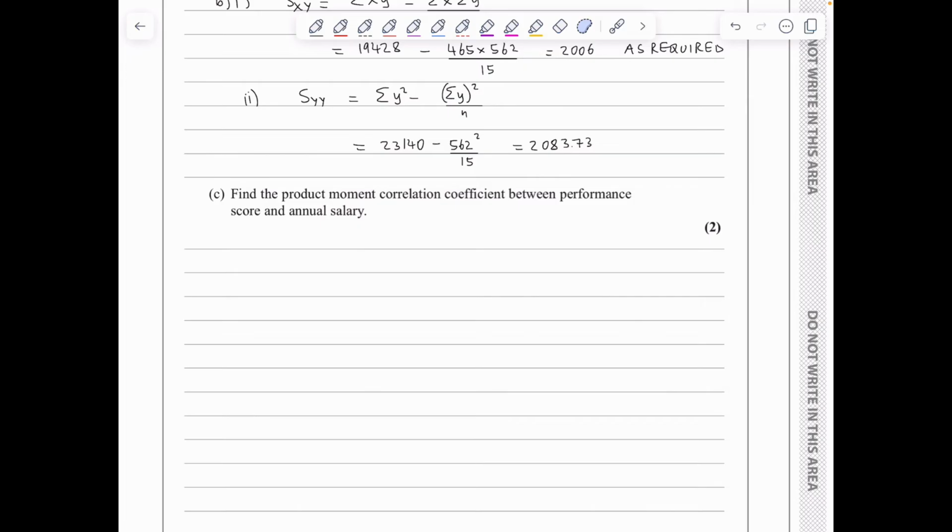In part C, we need to find the product moment correlation coefficient between performance score and annual salary. Well, we know that the PMCC R is given by SXY over the square root of SXX SYY. We have found SXY to be 2006 over the square root of 2,492 times 2083.73. This gives an answer to 3 significant figures of 0.880. It's positive correlation, which confirms what we have seen on the scatter plot earlier.